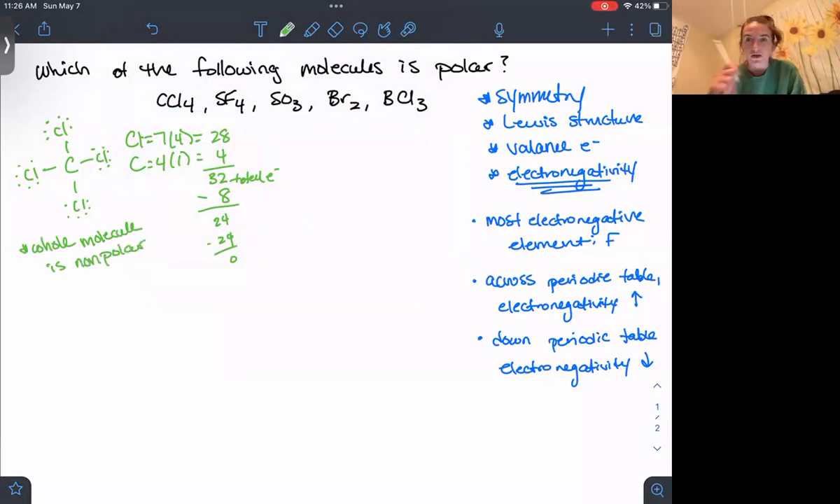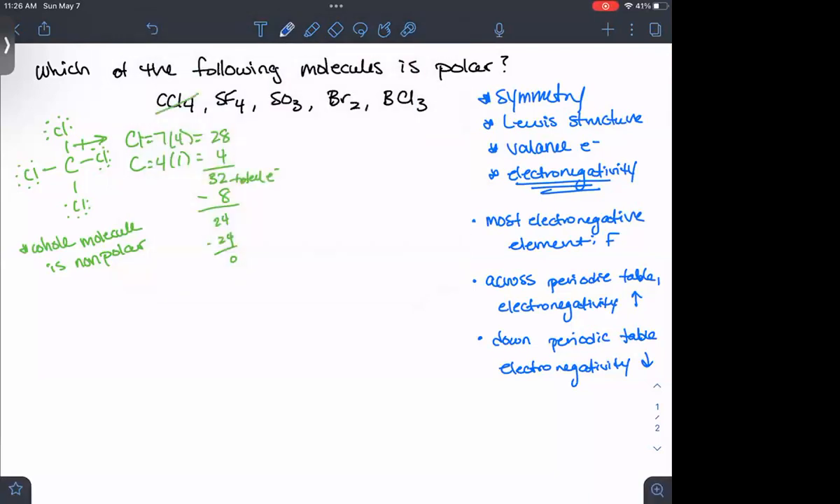What about the bond between carbon and chlorine? Is that polar? I have 1 person for yes. Do we agree? Yes, I agree as well. Which one's more electronegative, chlorine or carbon? Good. Chlorine's more electronegative, so your dipole is going to point towards the chlorine, and then your positive end goes by that carbon. So CCl4 is not our correct answer.